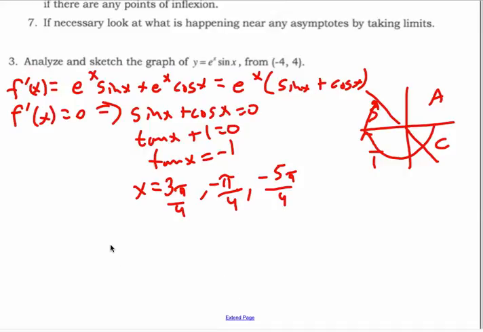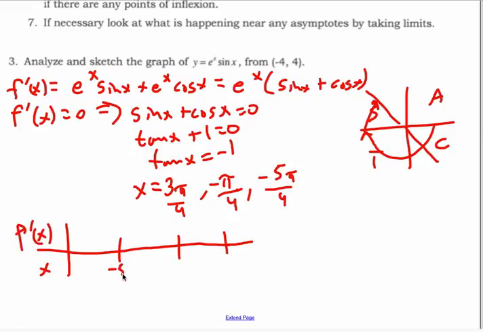Alright, so let's do the sign diagram for these points right now. 1, 2, 3 critical values. We have x and we have f prime of x. So let's put them in order. Negative 5 pi over 4, negative pi over 4, 3 pi over 4. The derivative is 0 at these points. So what happens in between? Now in here, between here, you obviously have 0. So if you plug 0 into the derivative, you get sine of 0 is 0, cosine 0 is 1, so we have positive derivative in that region.